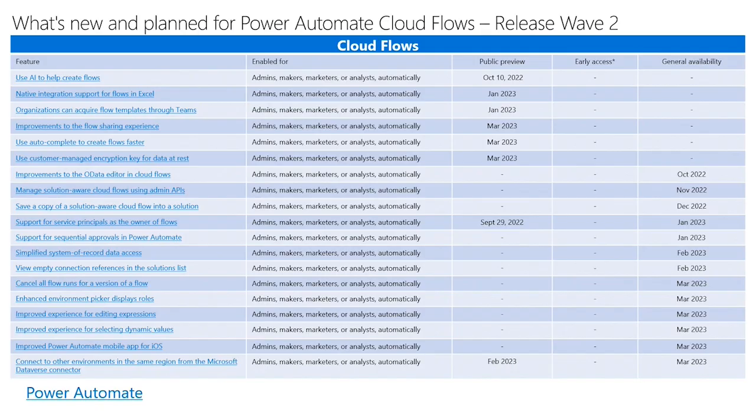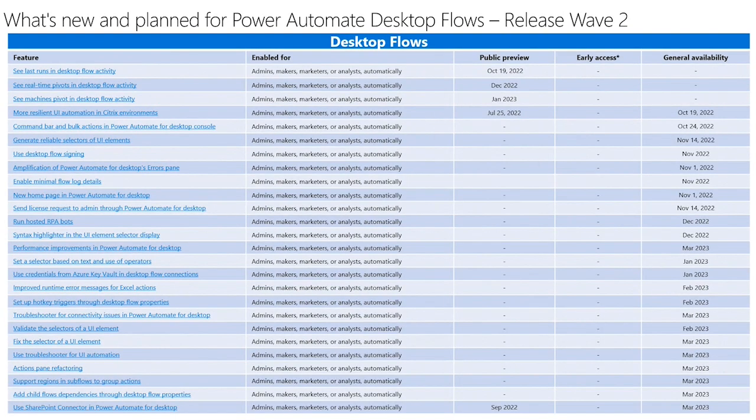Okay, a few things on Power Automate. First one here is just back to some of the new and planned features for Release Wave 2. A number of those still coming here in January, February, and March. So take a look at those. Yeah, a couple different slides. The second one is the desktop flows, the features that are specific to desktop.